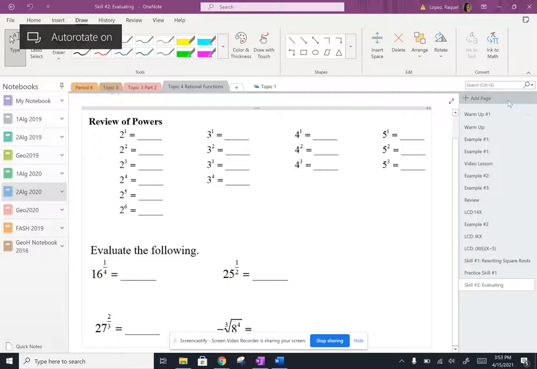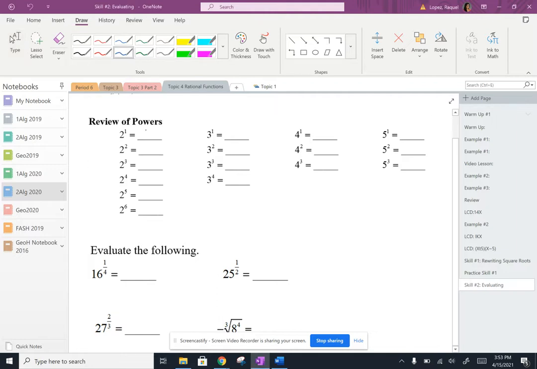Alrighty, everyone, let's get started with skill 2, which is evaluating radicals. So let's start off by reviewing our powers. 2 to the first power is 2, 2 squared is 4, 2 cubed is 8, 2 to the fourth is 16, 2 to the fifth is 32, and 2 to the sixth is 64. Hopefully you all noticed that as we went down our list, each number got multiplied by 2. 2 times 2 is 4, 4 times 2 is 8, 8 times 2 is 16, and so on and so forth.